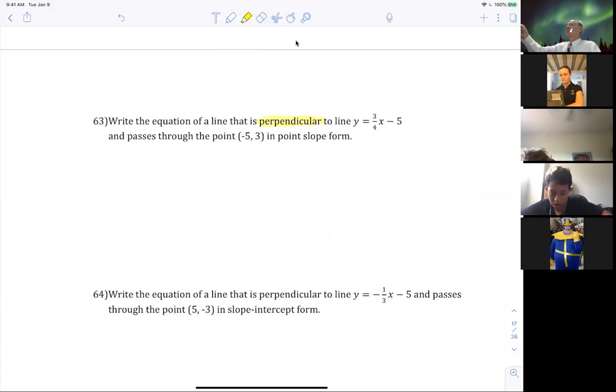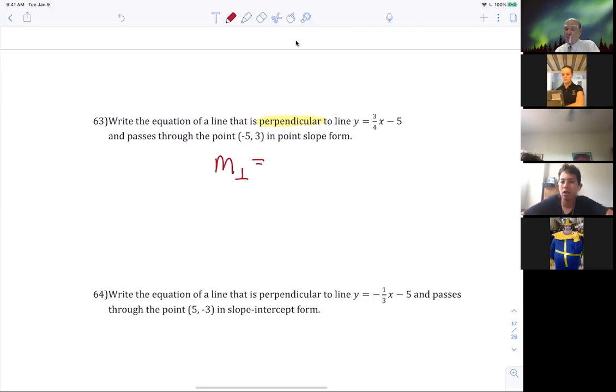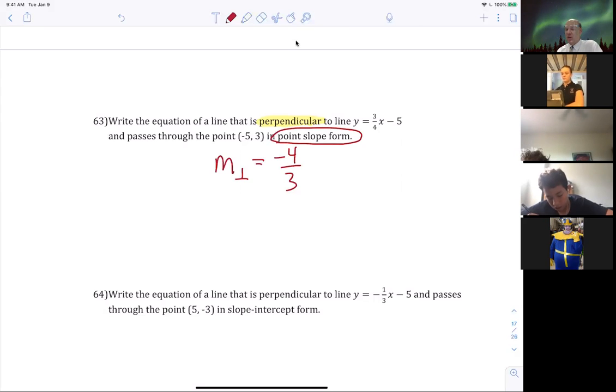AC does. Wow, I am so good. I'm so proud of myself. M of the perpendicular. Slope of the perpendicular is AC what? -4/3. You are brilliant. Now I need point slope form. So just tell me the answer real quick, AC. Let's just finish this out.